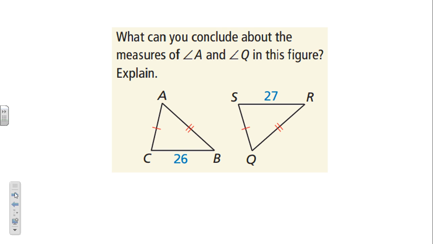Okay, last one. Okay. What can you conclude about the measures of angles A and Q in this figure? Angle A is smaller than angle Q. Less than, left hand, looks like an L, right? Less than. Okay? Make sense? All right. Assignment's a worksheet.